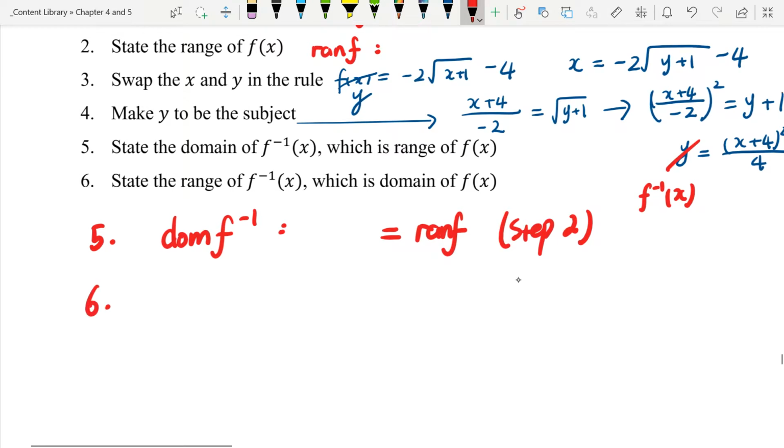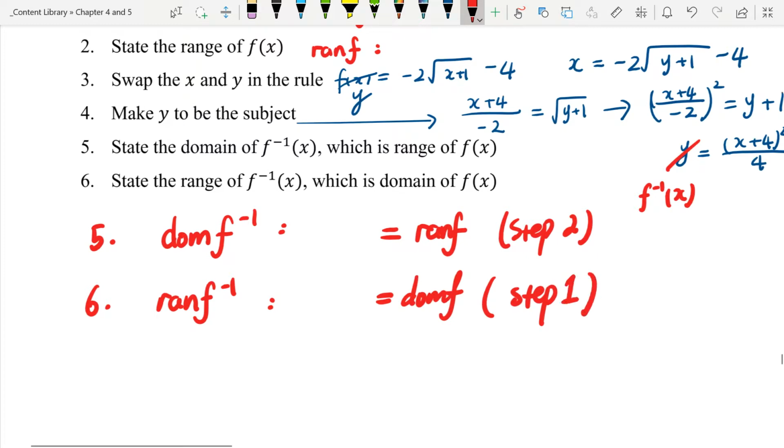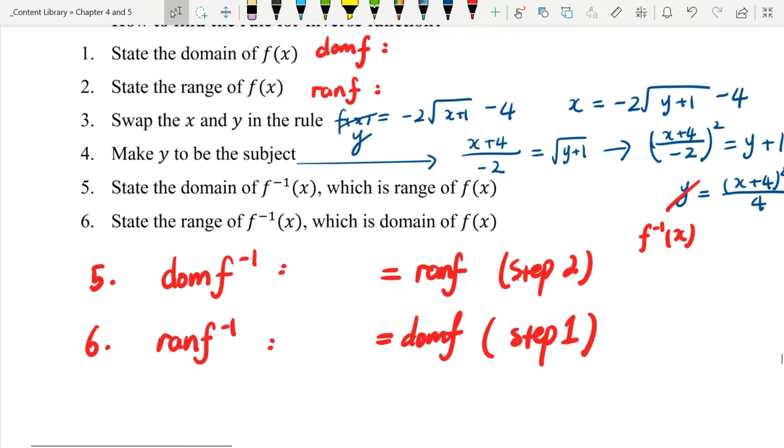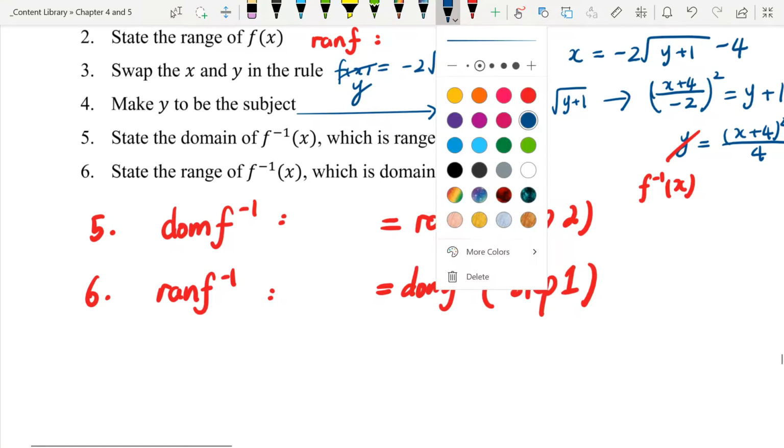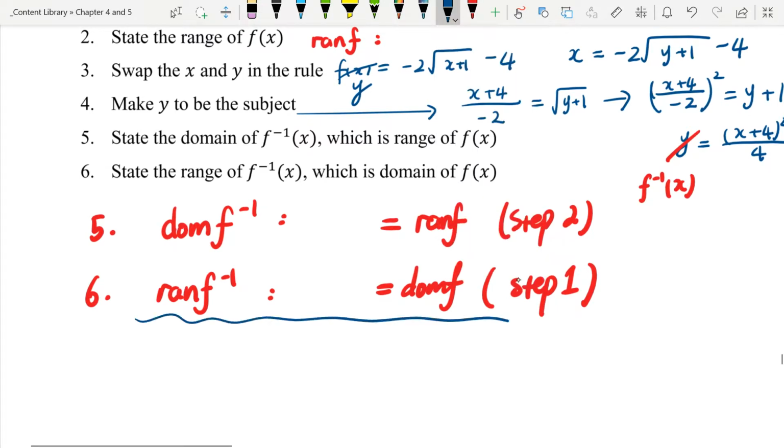Step number 6 is talking about the range of f inverse, and that equals the domain of f. You can find this answer from step number 1. So we stated it at the beginning. This step is not always useful. Sometimes you don't really need it. But I hope you can write this down.